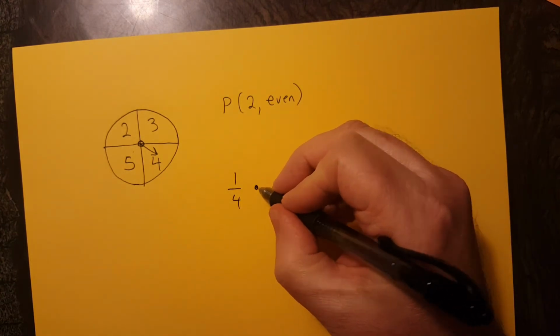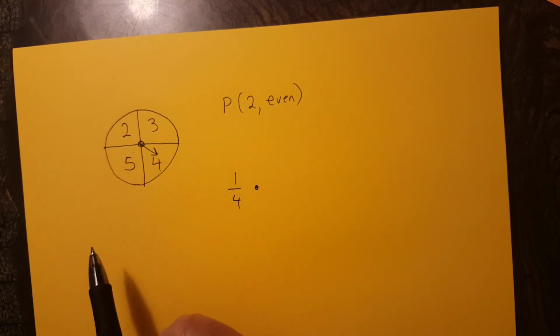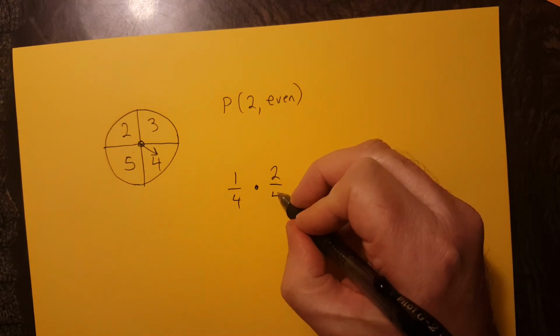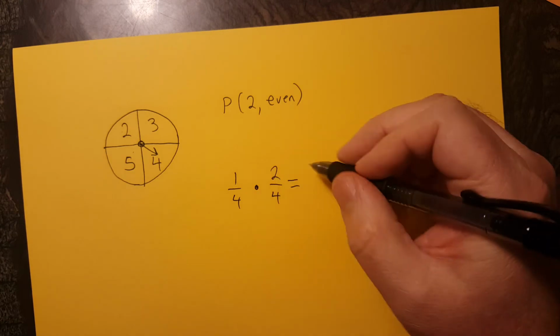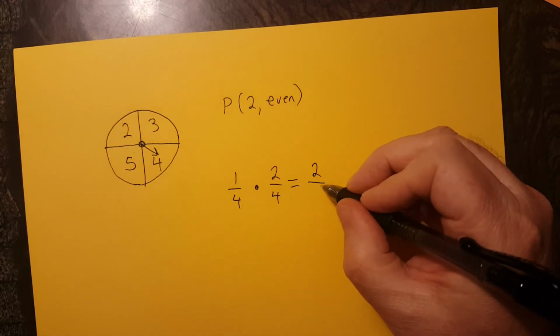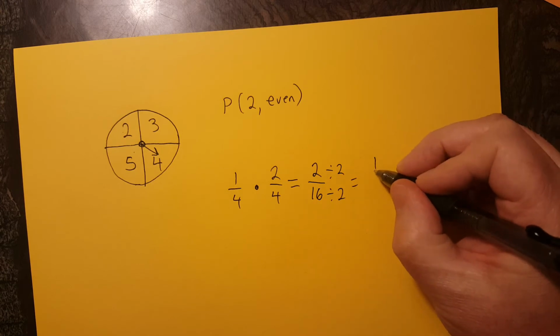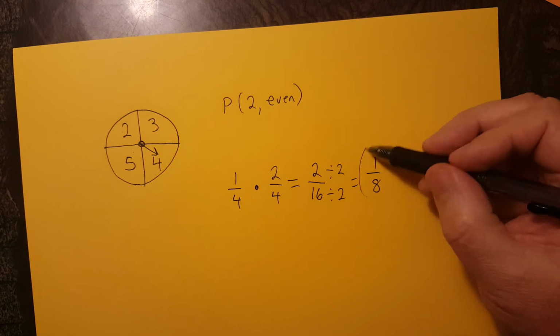Then we spin it again, and we have to get even. Even, there are 2 even numbers out of 4, 2 fourths. I could reduce this, but we'll just multiply. 1 times 2 is 2, 4 times 4 is 16, put it in simplest form. The probability of getting a 2 and then an even is 1/8.